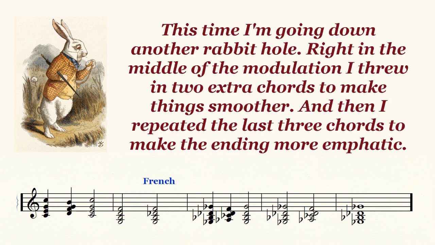I will start off in C just as I showed you, but now I'm going to add G7 in root position. And then I'm going to play G7 flat 5, which is a French 6th chord. Then I will leap to G flat just as I showed you earlier in this video. Notice how much smoother it sounds just by adding a couple of extra chords. Finally, I'm going to repeat the last three chords to make it sound even more convincing.